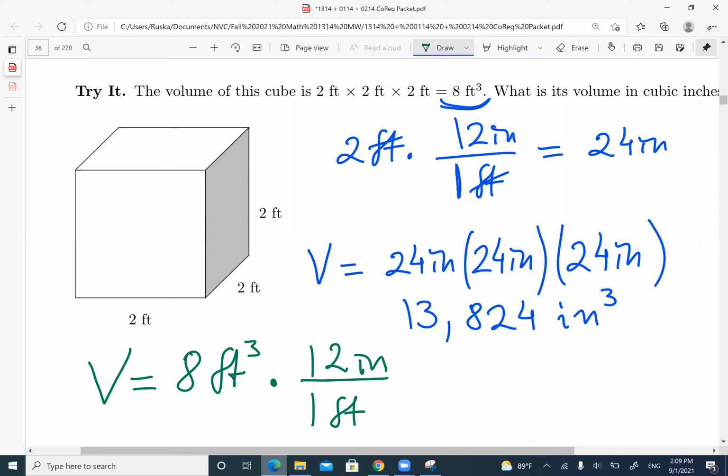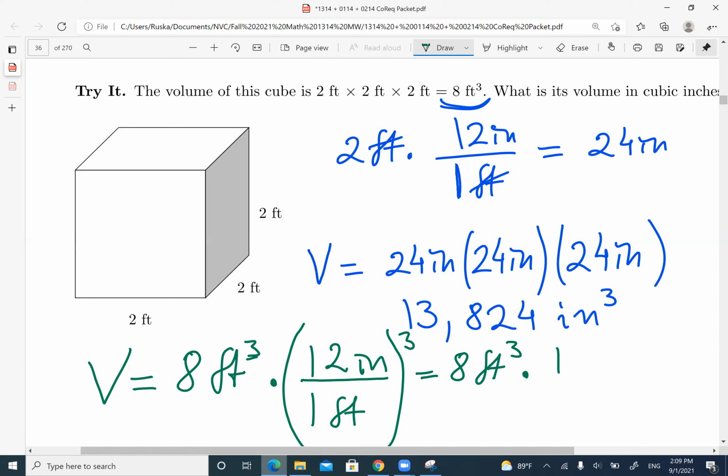But see, now I cannot cancel it because this is cubic feet. This is just 1 feet. So what I need to do, I need to cube this. Okay? So when I cube this, I'm going to have 8 cubic feet multiplied by 12, 12, 12, 3 times. So when I multiply, what is that? 12 times 12 times 12.